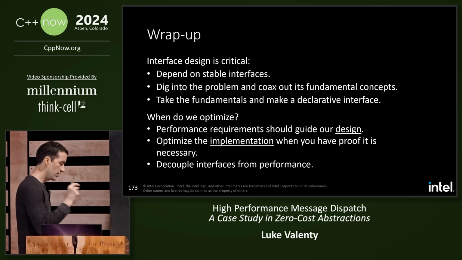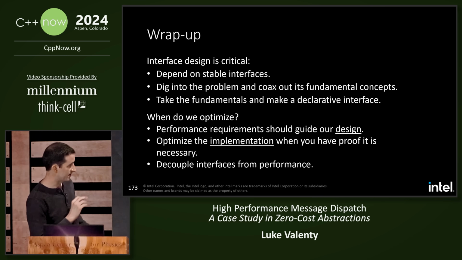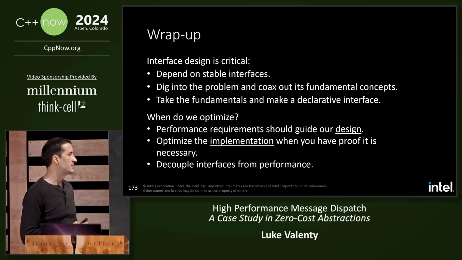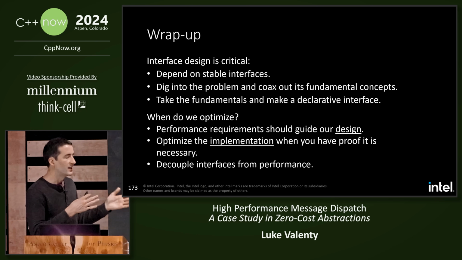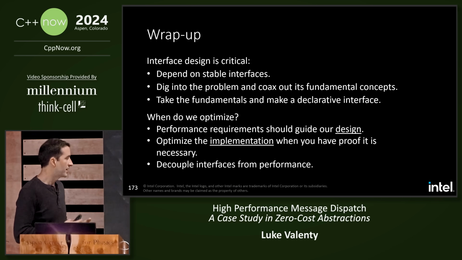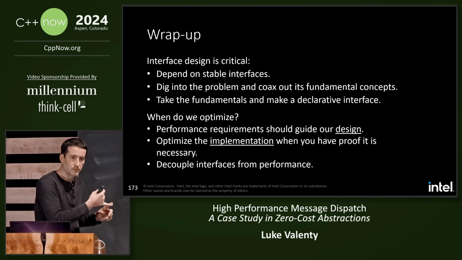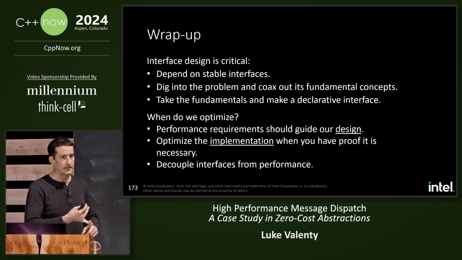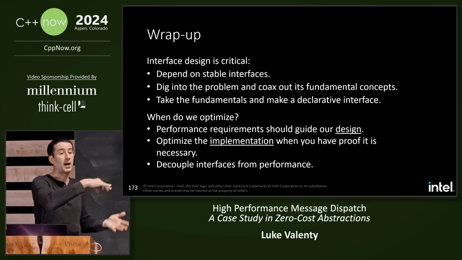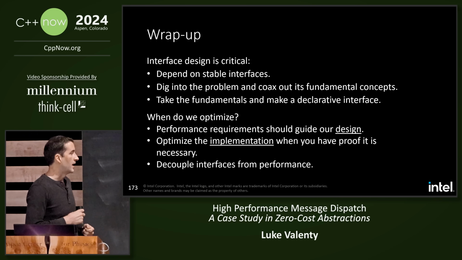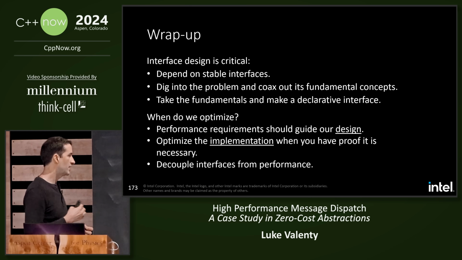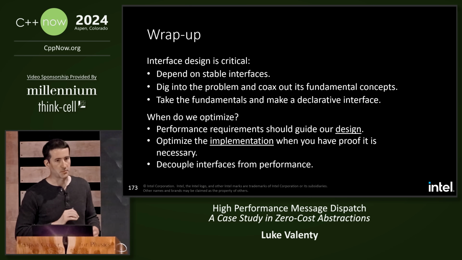When do we optimize? Well, don't optimize the day before you're doing a presentation. That's not going to get you where you want to go. Don't do it a few weeks before either, because you'll get distracted by something. You need the measurements to know where you have to optimize, right? But the performance requirements should guide our design. I know I have to be fast, so let's make sure that I can become fast, and then optimize the implementation when you have proof that it's necessary. And you decouple the interfaces from the performance.